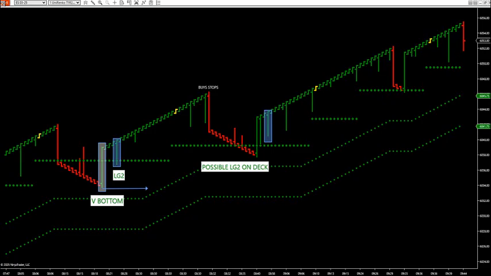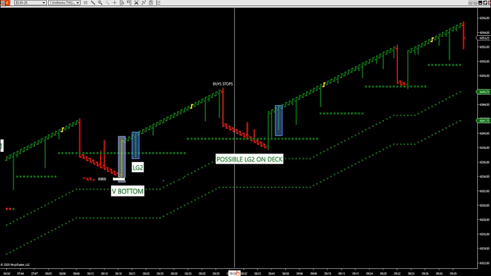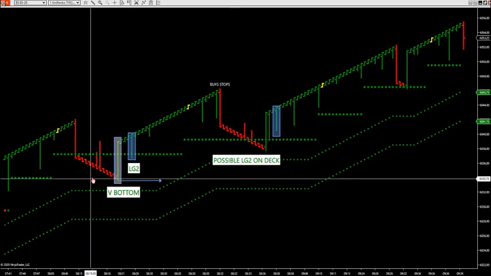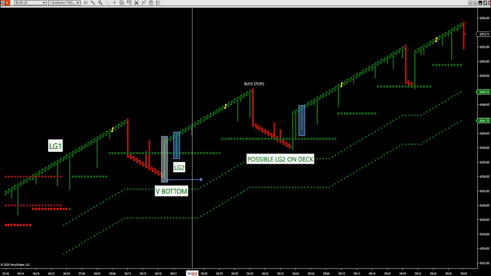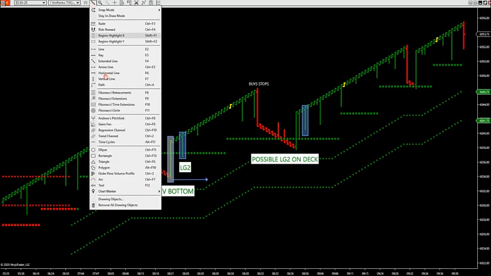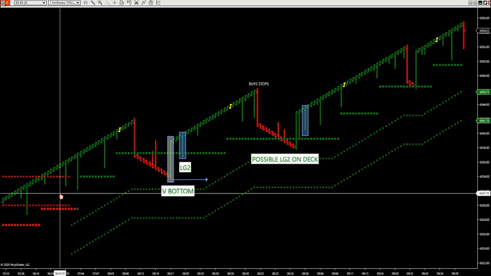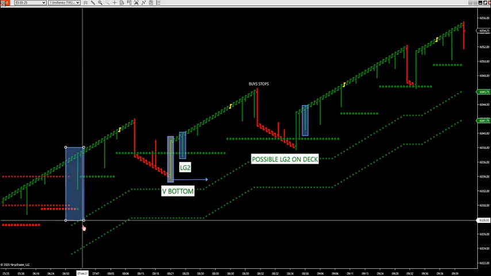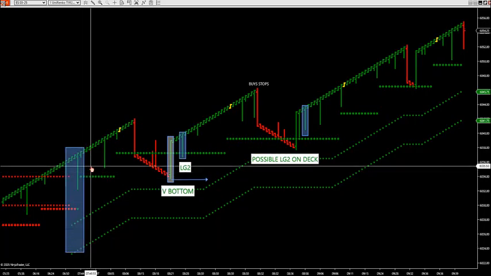Okay, guys, let's do a recap here. Recap on the LG2. So the first video we did today was we looked for this V bottom. So what happened was we went from a chop market into a trend market. It was red, green, chop, and then it went right into a big trend market.